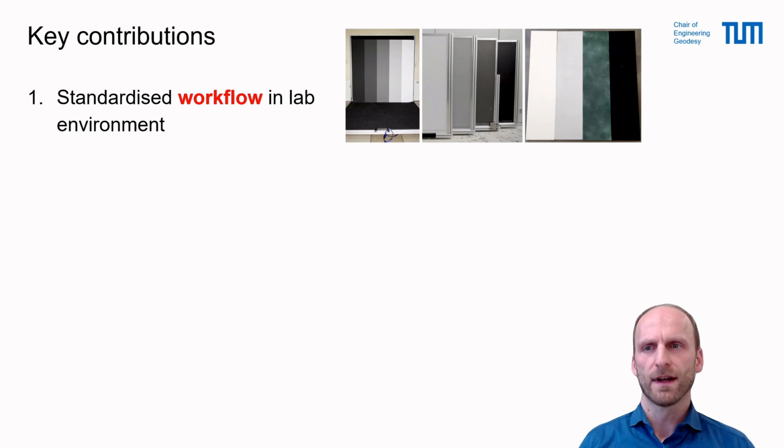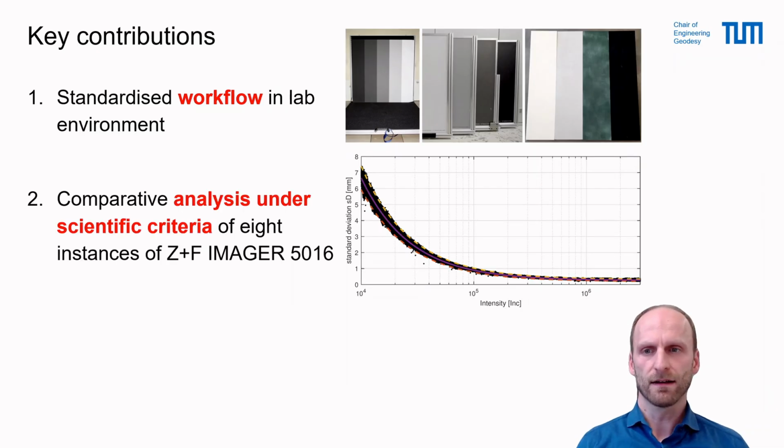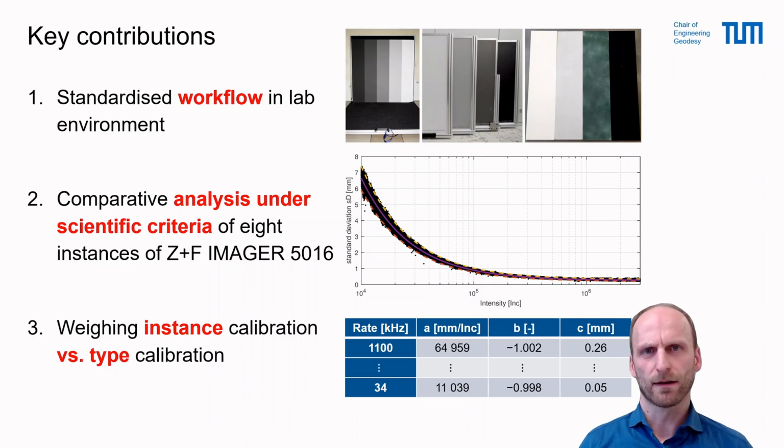The first one is we derive a standardized workflow in a lab environment to determine those parameters A, B, and C. Second, we make a comparative analysis under scientific criteria of how much those parameters vary for the same type of instrument. And with this we also address the third challenge, answering the question: is an instance calibration or a type calibration the better choice to derive the quality of your instrument?